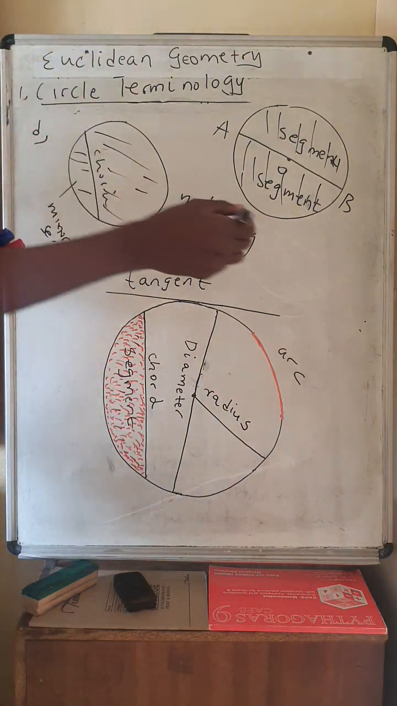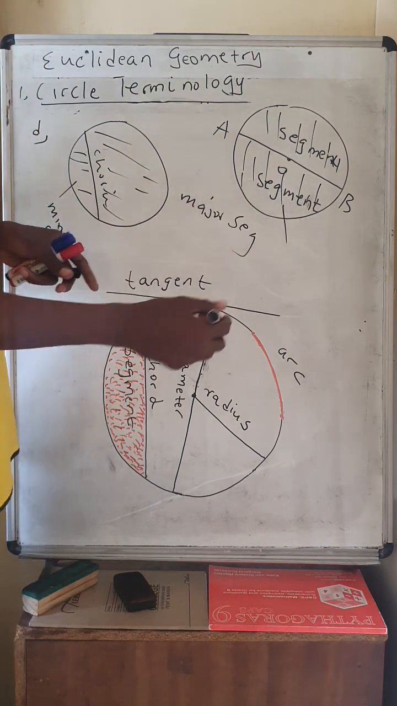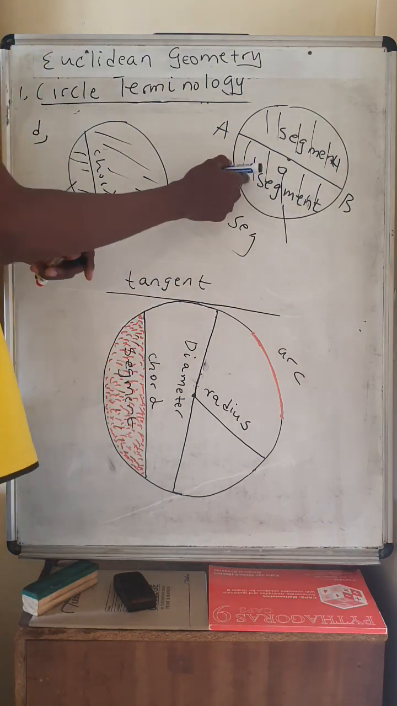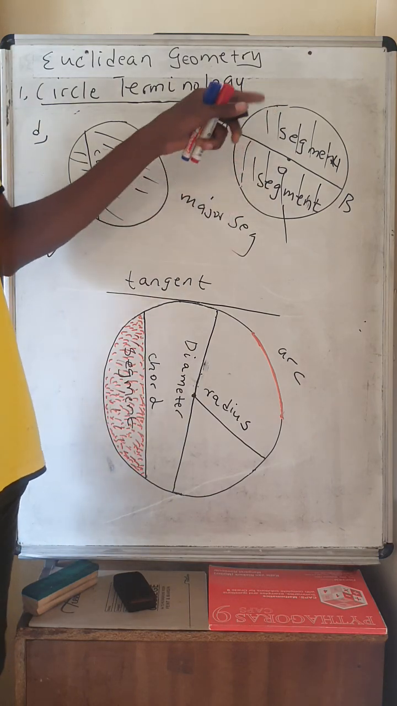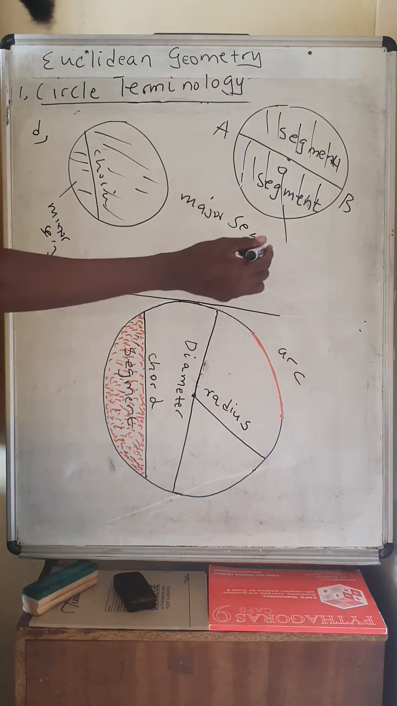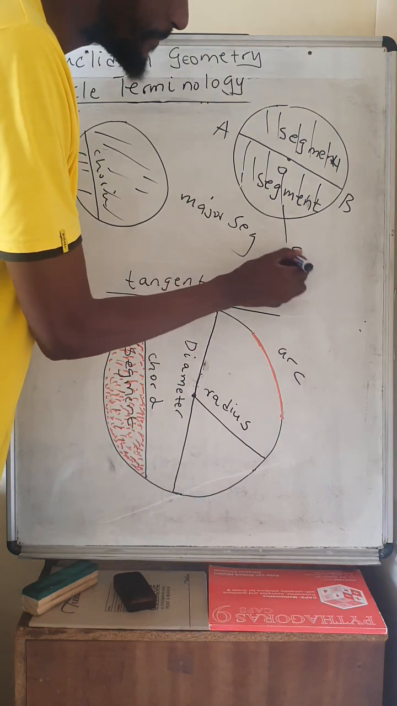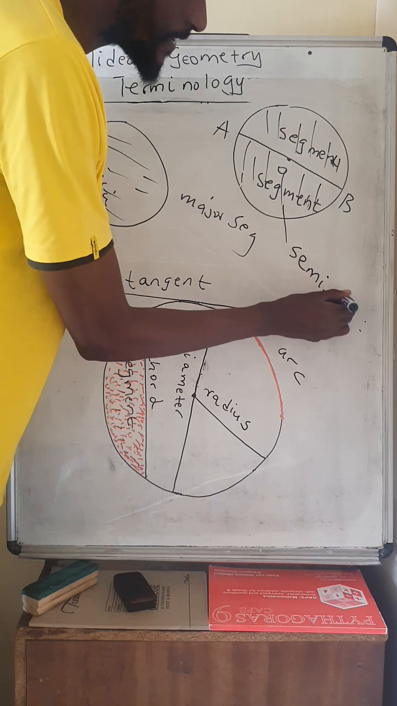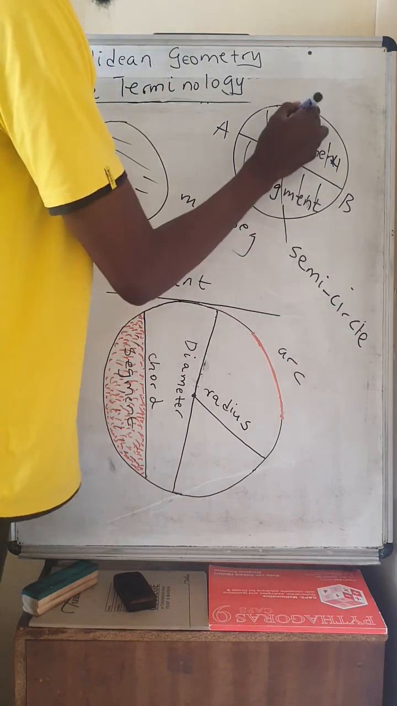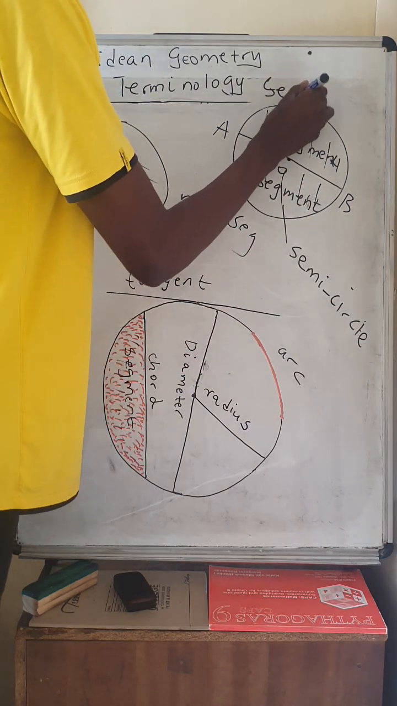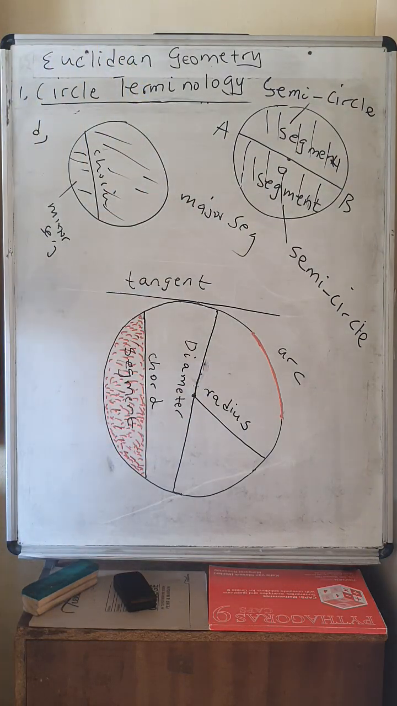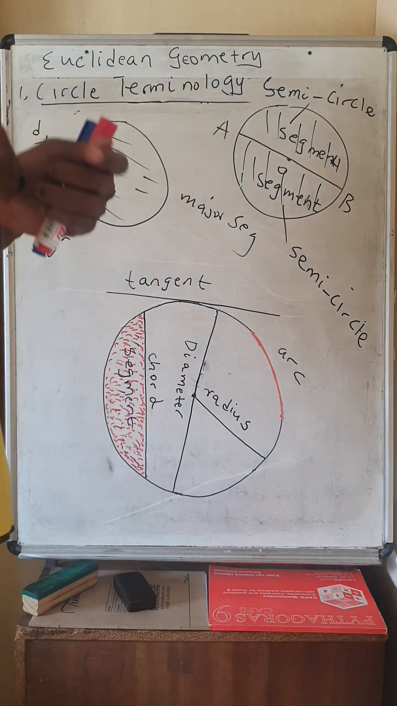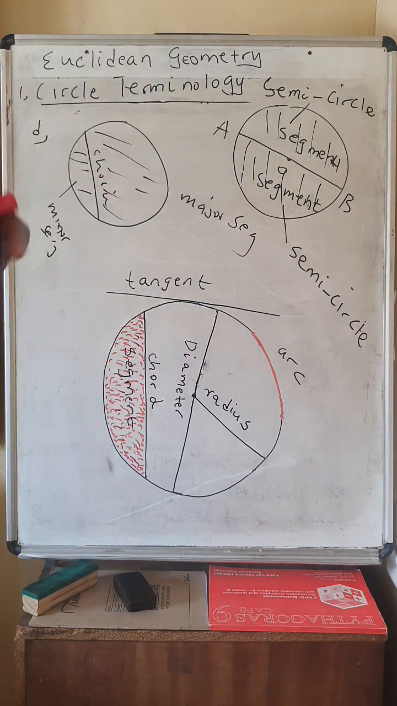So in this case, I'm not going to call this segment a major segment or a minor segment, because the segments are equal. In the situation where the segments are equal, the segment will be called a semicircle. And then this will also be called a semicircle. So that is when a circle is cut off by a diameter: the segments created will each be a semicircle.